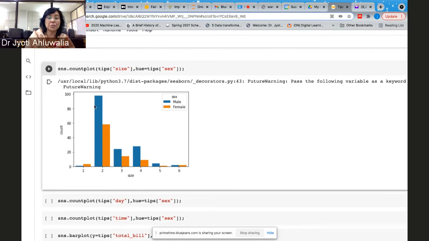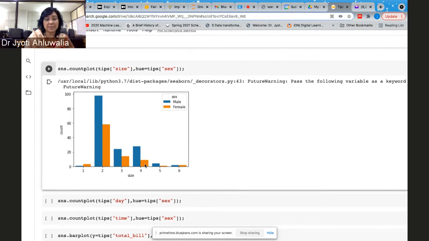Maximum values fall at 2. That means the maximum number of people that come in groups, there are 2 people in a group. So the maximum group size is 2. Again, here males are paying more. This column of tip is about the person who pays the tip. So male members are giving more tips than female members. And very few people are coming in groups of 6 or 5.